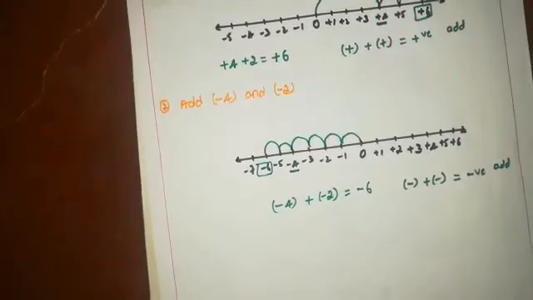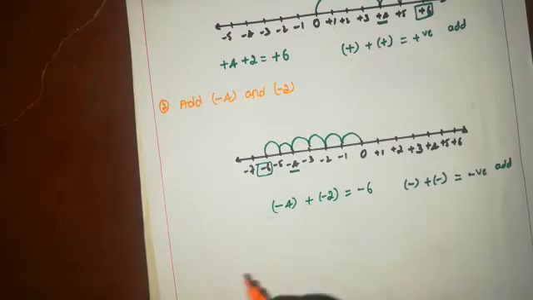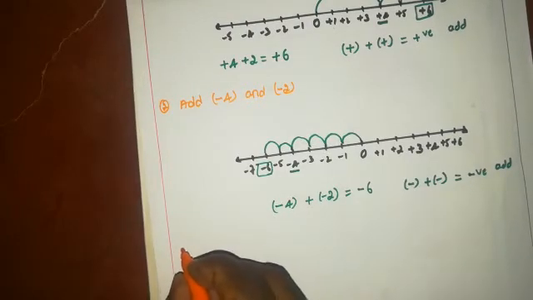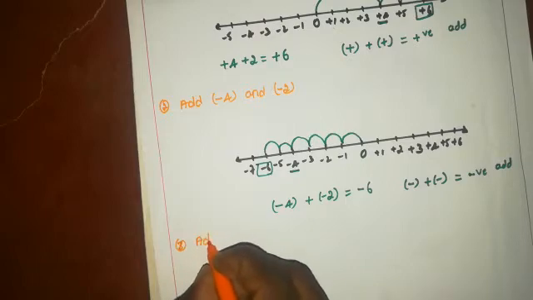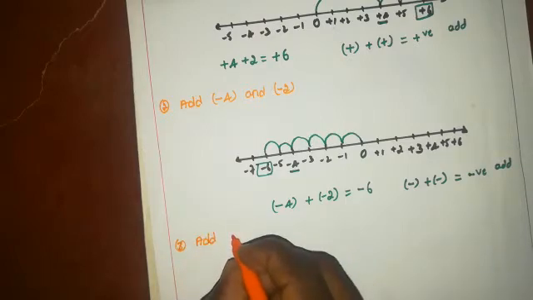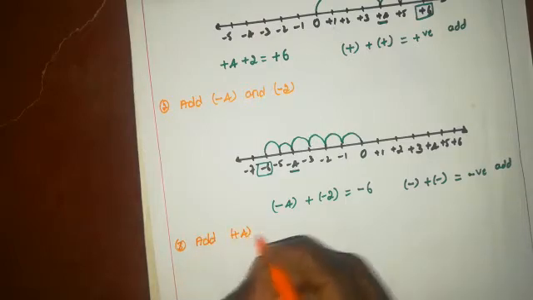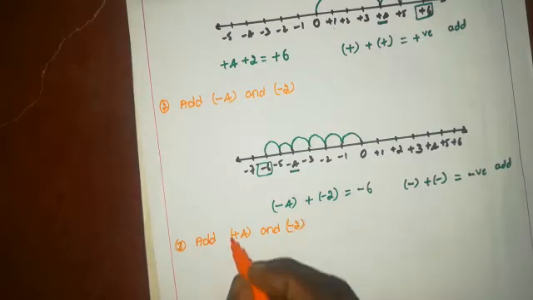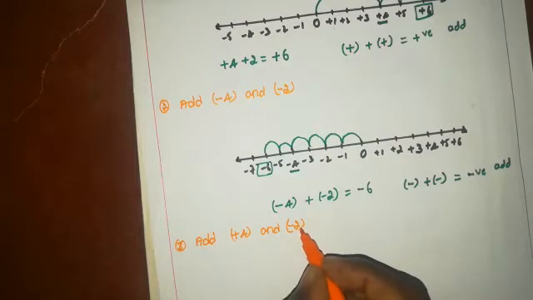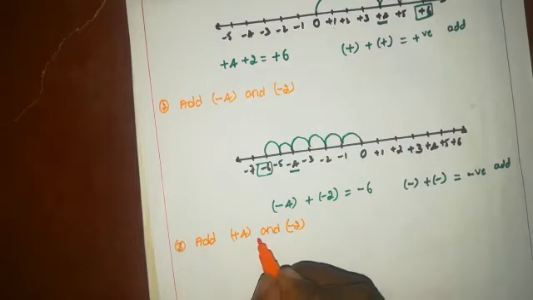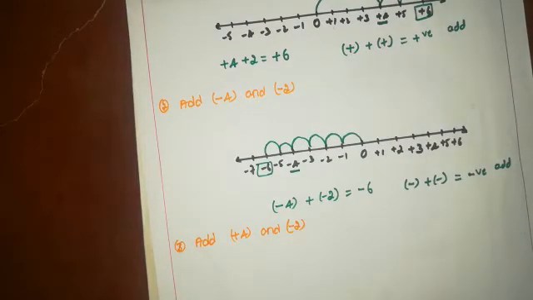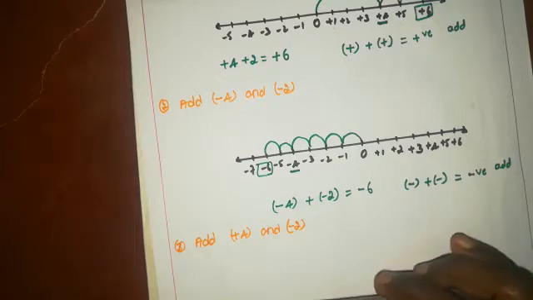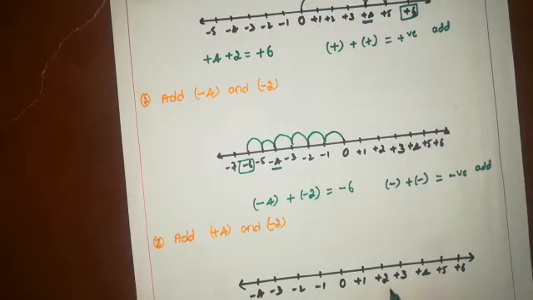Now if one is negative and the other one is positive, then how do we add the numbers? For example, the third one: add plus 4 and minus 2. Here one is positive and the other is negative. In this case, how do we add the integers? Let's see. At first we have to draw the number line. This is the number line.